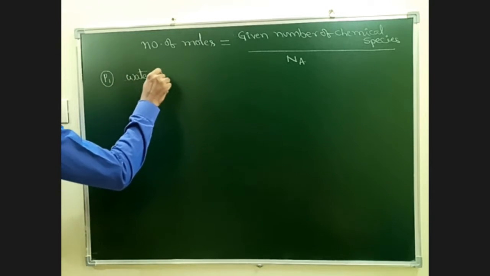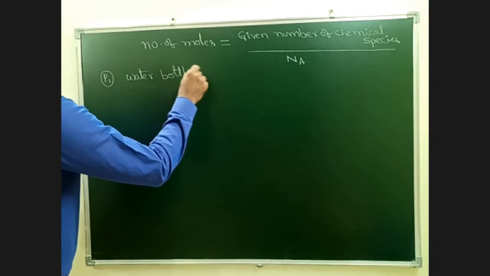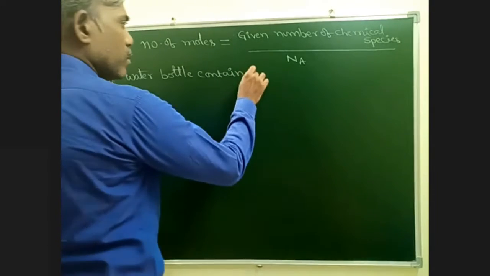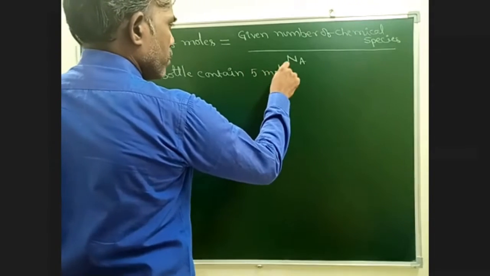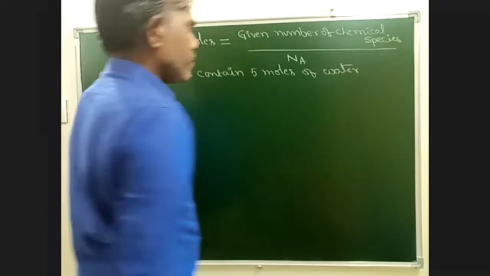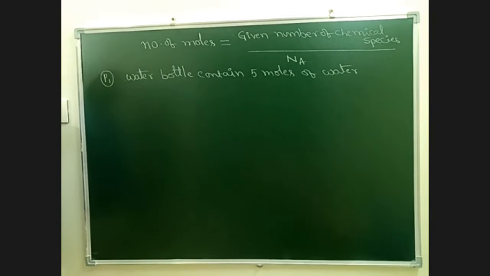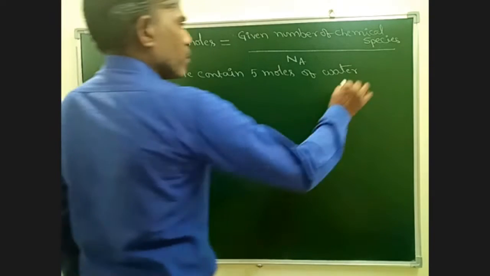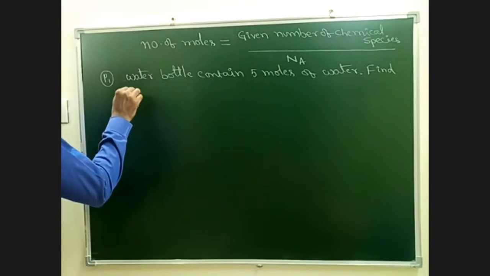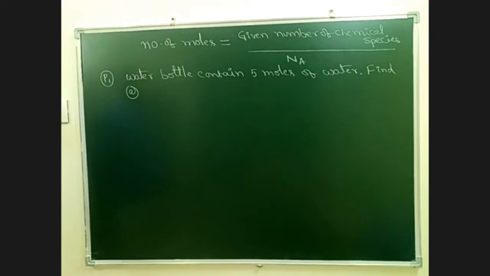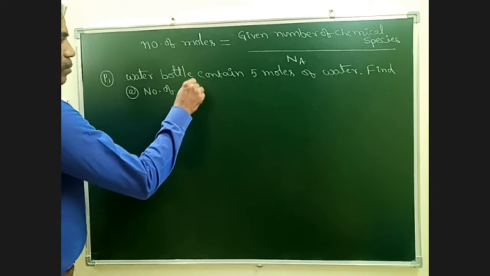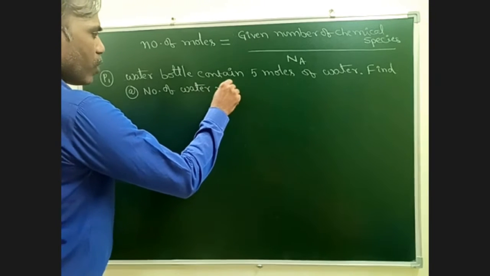A water bottle contains 5 moles of water. Find the number of water molecules.